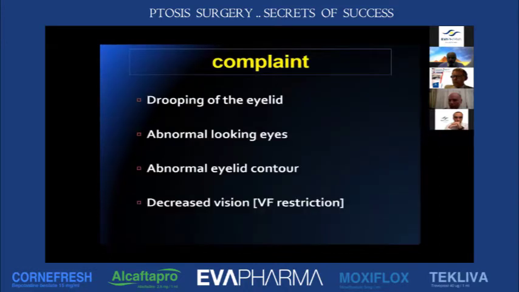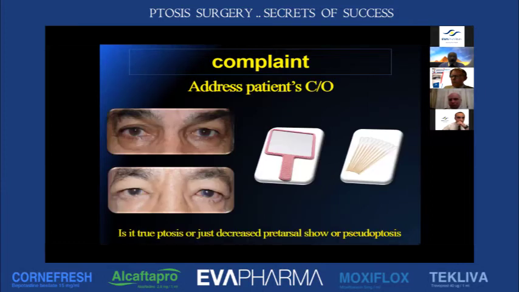Friends or colleagues, or abnormal eyelid contour. Elderly patient with progressive ptosis might complain of decreased vision or visual field restriction. It is very important to address the patient complaint because it is not uncommon that the patient has pseudoptosis due to shortening of the pretarsal skin with hooding of the skin or other etiologies.